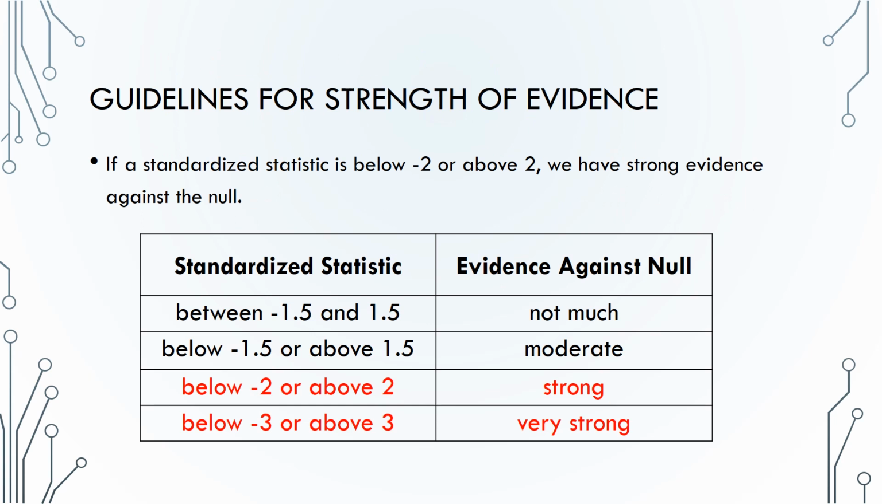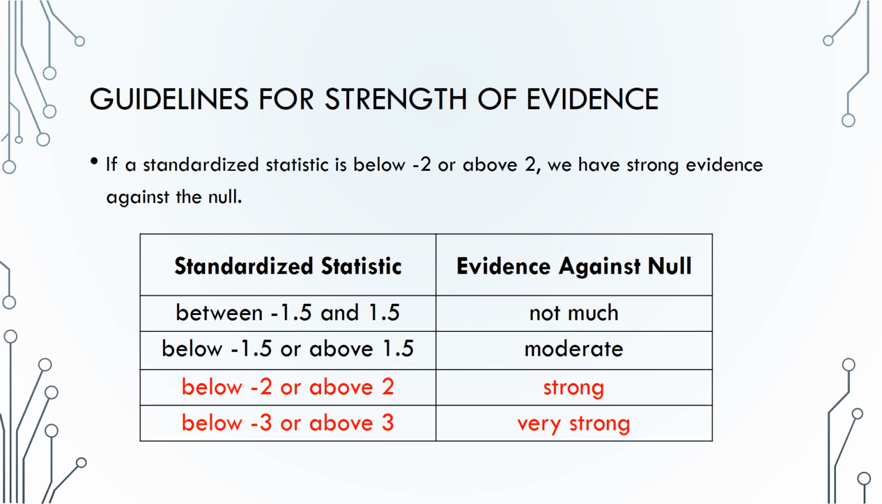The table seen here is on pages 49 and 52 of your textbook and helps us to assess the strength of evidence based on the standardized statistic. Copy this into your notes and highlight it. Again, it is extremely important. Note we are still assessing strength of evidence against the null hypothesis. Also note, the farther the standardized statistic is from 0, the stronger the evidence against the null.